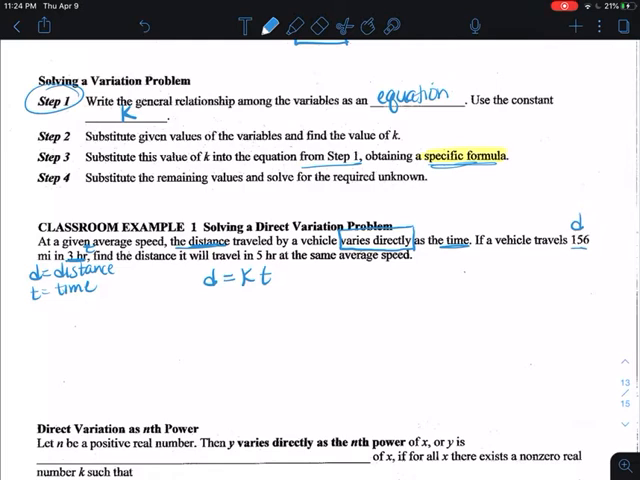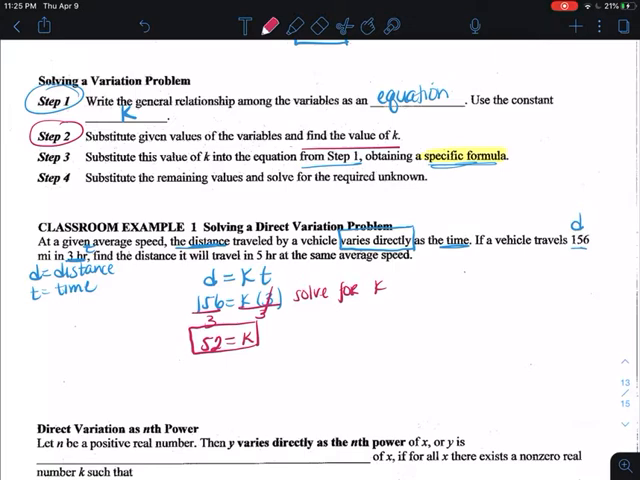So I have d equals 156, and then I have the time is 3. So 156 equals k times 3. To solve for k, I'm going to divide both sides by 3. 3 goes into 15 5 times. It goes into the 6 twice, so this would be 52. So k is 52. That was step 2, substitute and find the value of k.